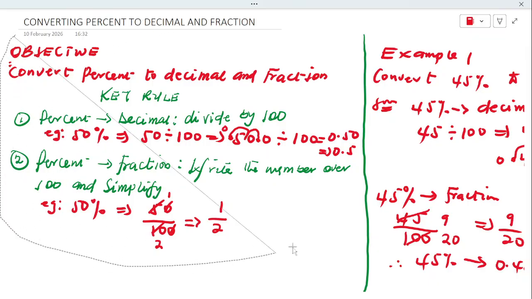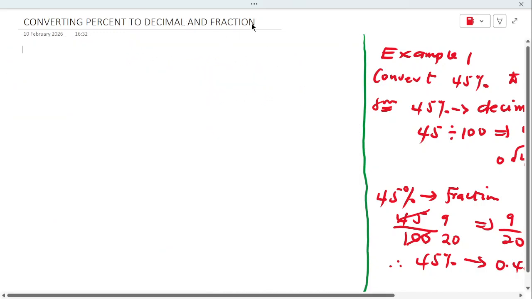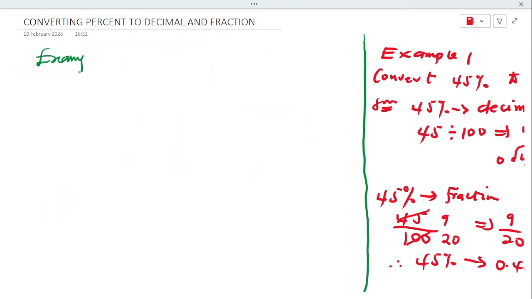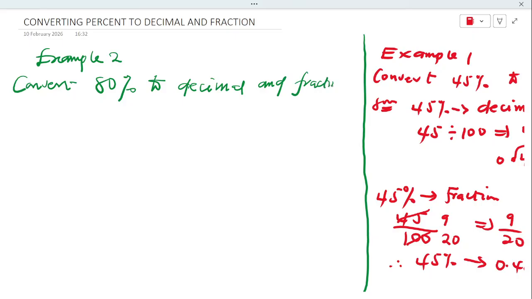So in example number 2, we are to convert 80% to decimal and fraction. All right, so you write your solution. We first convert 80% to decimal.